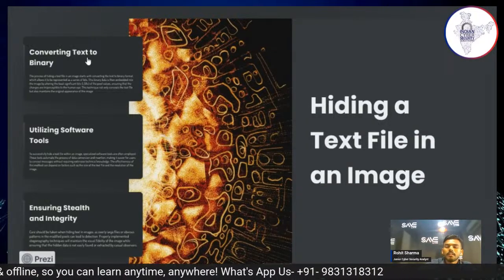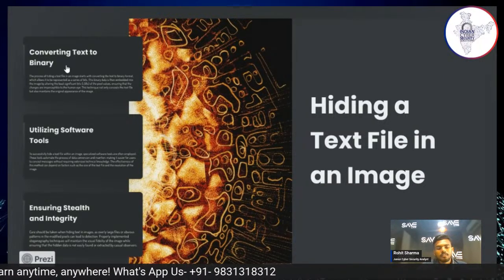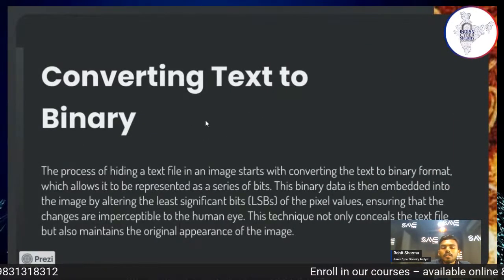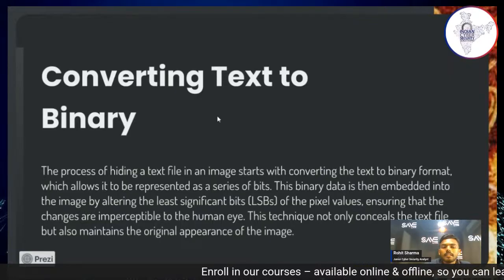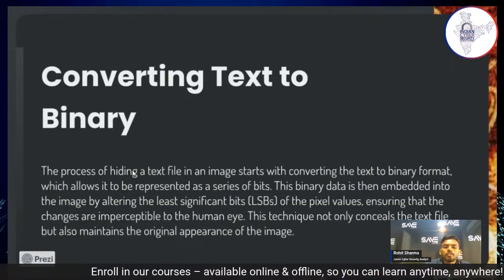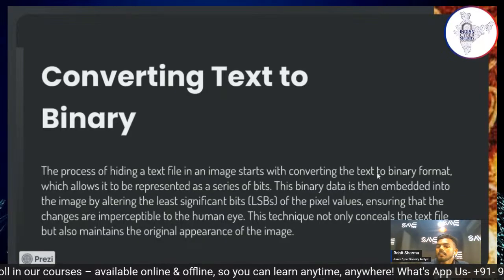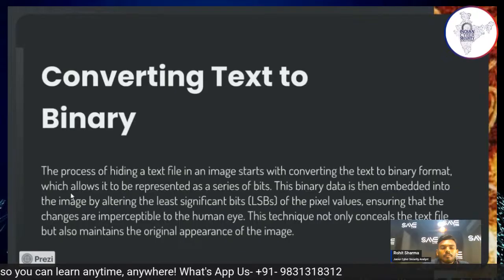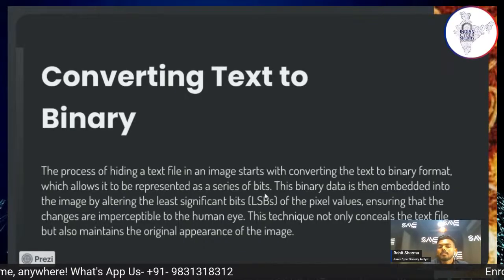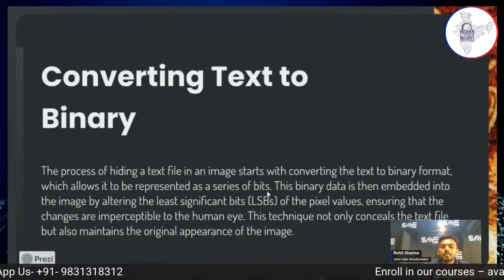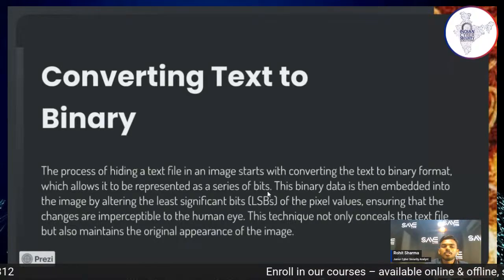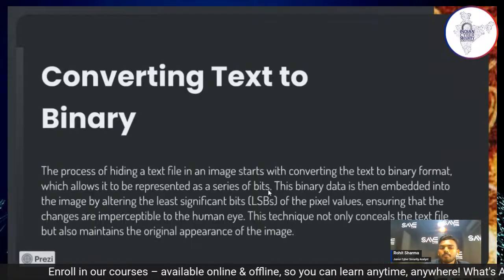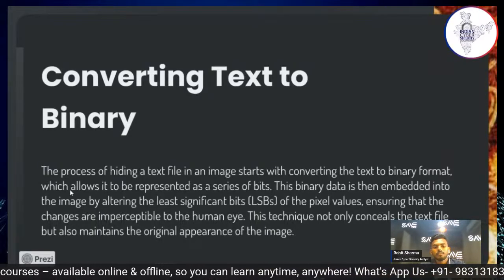Converting text to binary. When we do this, it has been converted into binary, in 8 digits. Let me explain. The process of hiding a text file in an image starts with converting the text to binary form, which allows us to represent it as a series of bits. So there will be 8 bits per pixel. I think you all know that in a picture there are pixels. So at the last bit, LSB, least significant bit, let me explain.